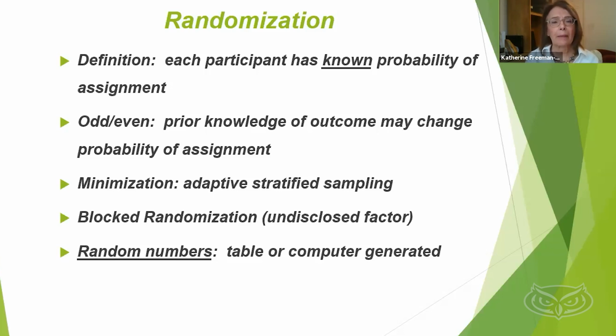Okay, minimization is a form of randomization whereby you're continually adapting the sample who are randomized to particular treatment groups according to the characteristics of the patients who have already been randomized in that trial. So it's adapting. If you find out that after 10 patients are randomized, group A has 20% females, then the next female that comes down the pike will have a greater probability of being assigned to that group.